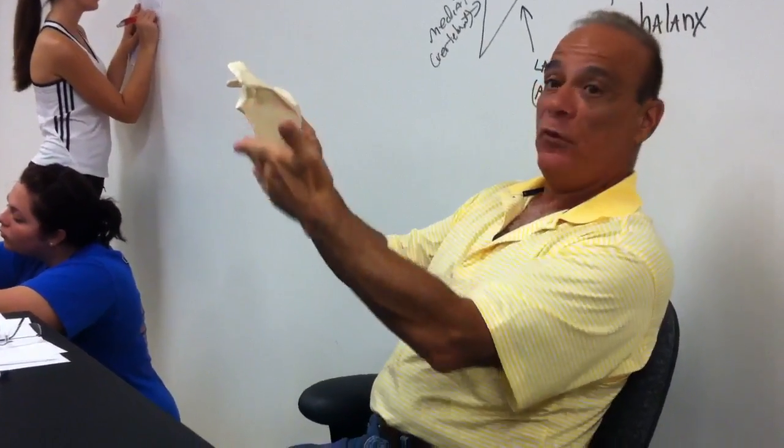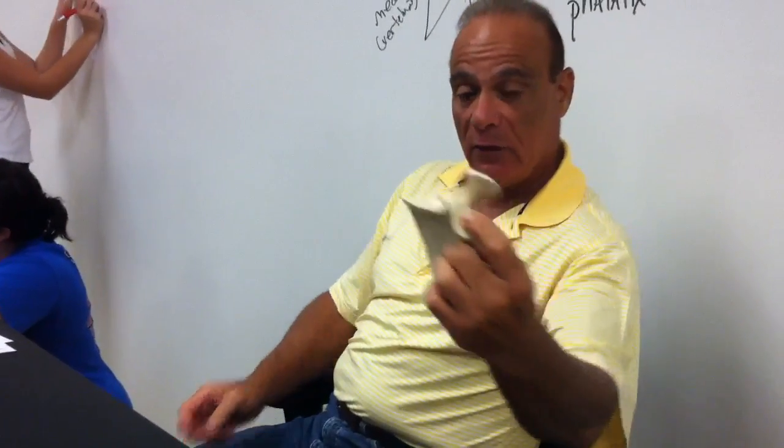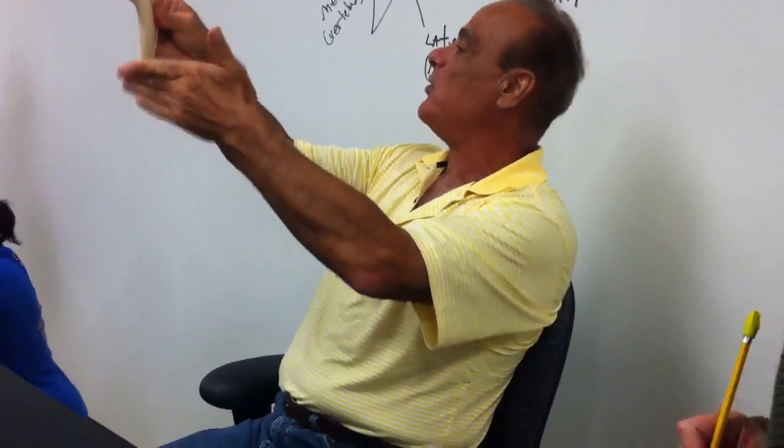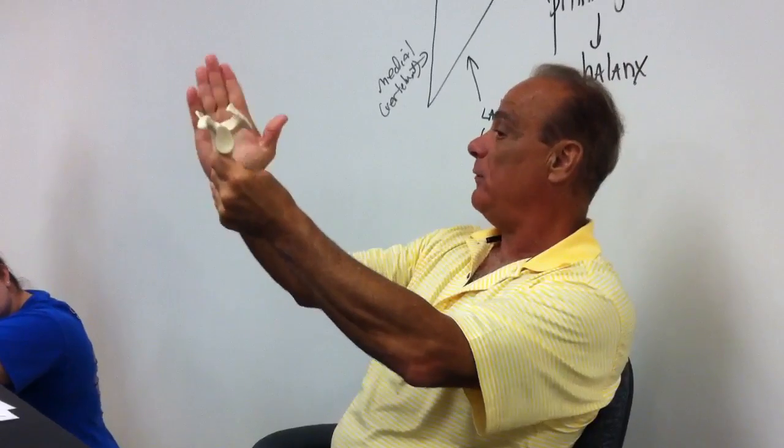So the border, the depression that faces laterally right here, glenoid cavity. So what's under it is the lateral or axillary border. And if this is the lateral border, this must be the medial border facing the vertebral column.